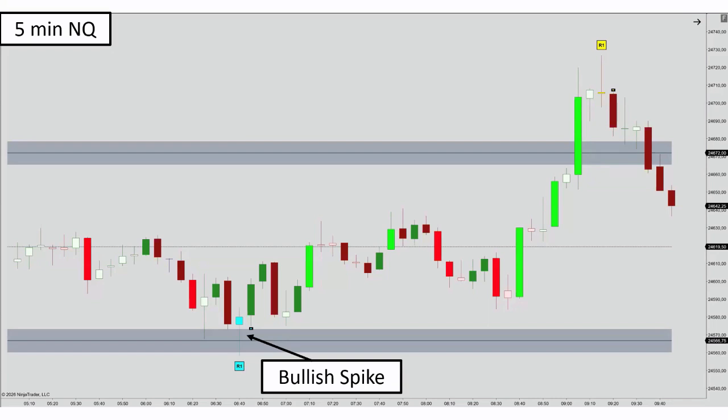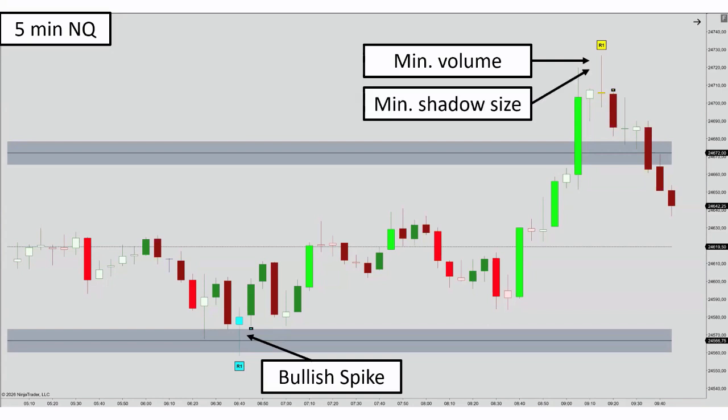And once a spike has the right shape, it still needs to qualify as a candidate. And this is where filtering becomes important. We can require minimum volume relative to the recent bars. That, of course, helps to ensure participation. We can require a minimum shadow size, so the rejection is significant relative to recent ranges.